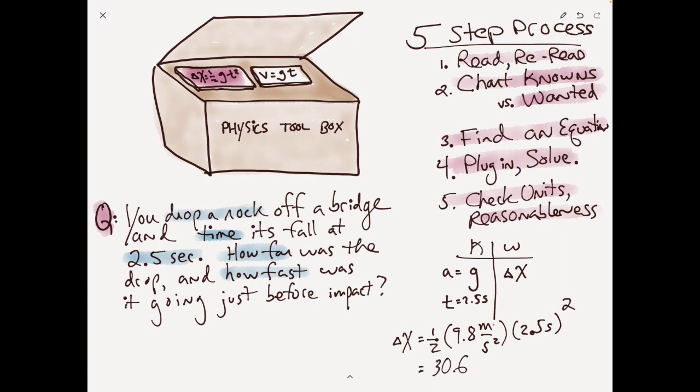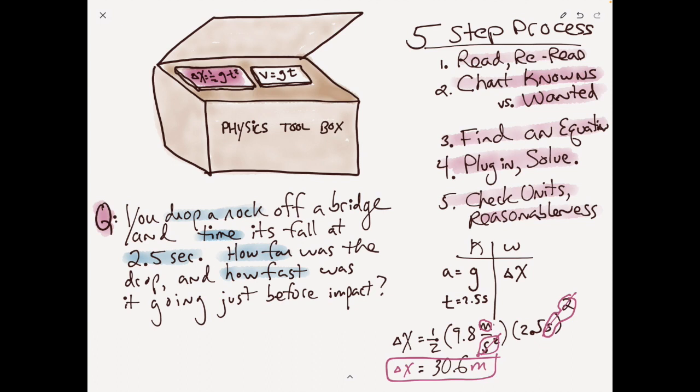I want to make sure that the units worked out. It's meters divided by seconds squared times seconds squared, because that squared goes through the units as well. So I get 30.6 meters, and I'm going to check this for reasonableness. Now, that is a pretty tall bridge. 30 meters is roughly 100 or so feet. So that bridge is pretty far up there.